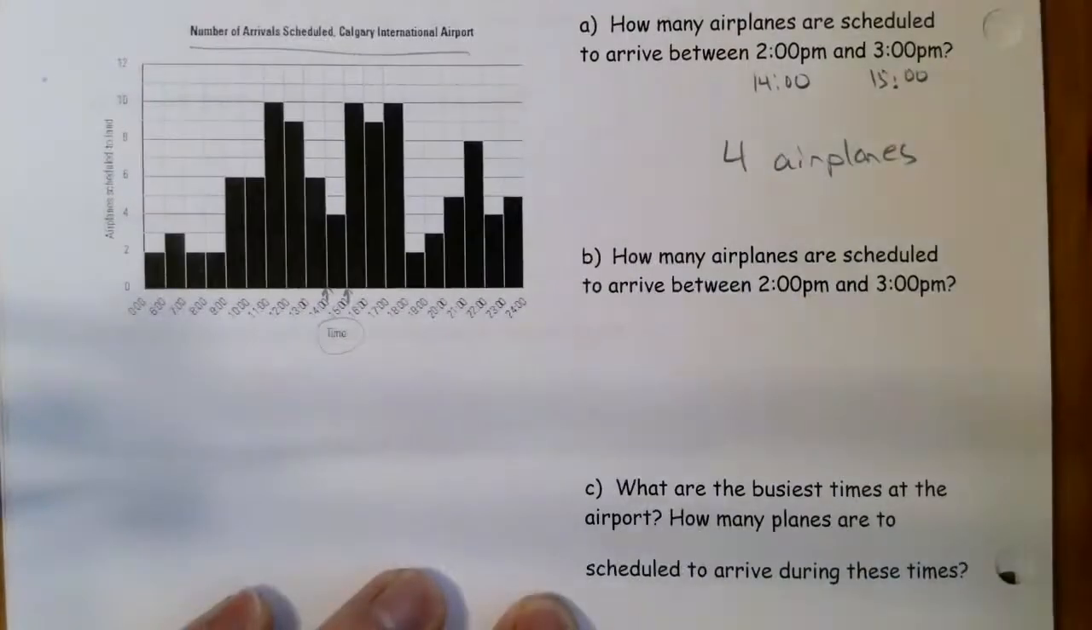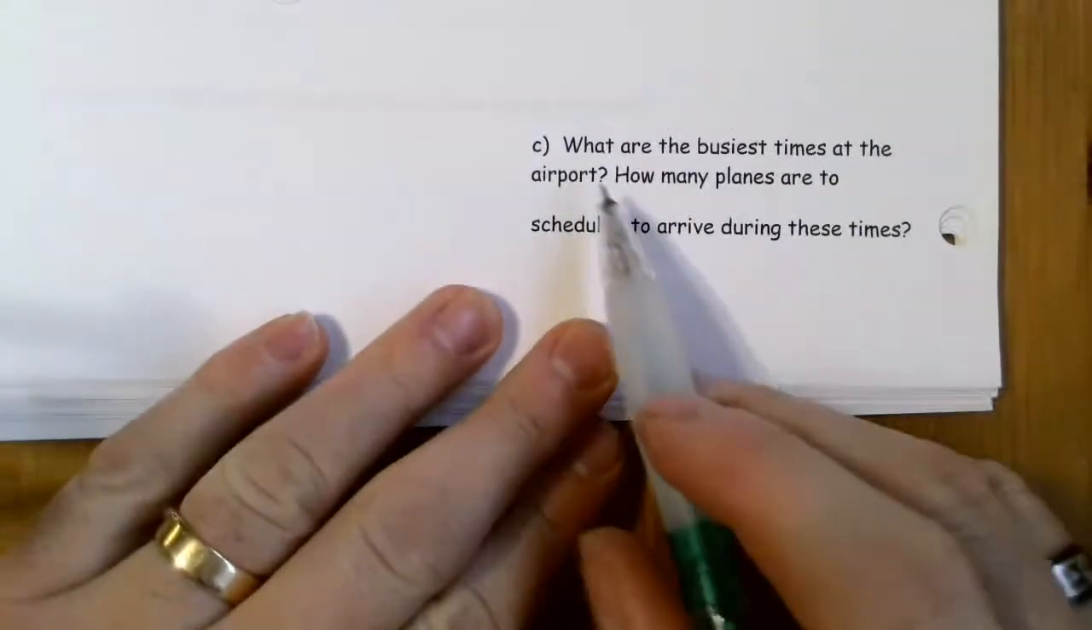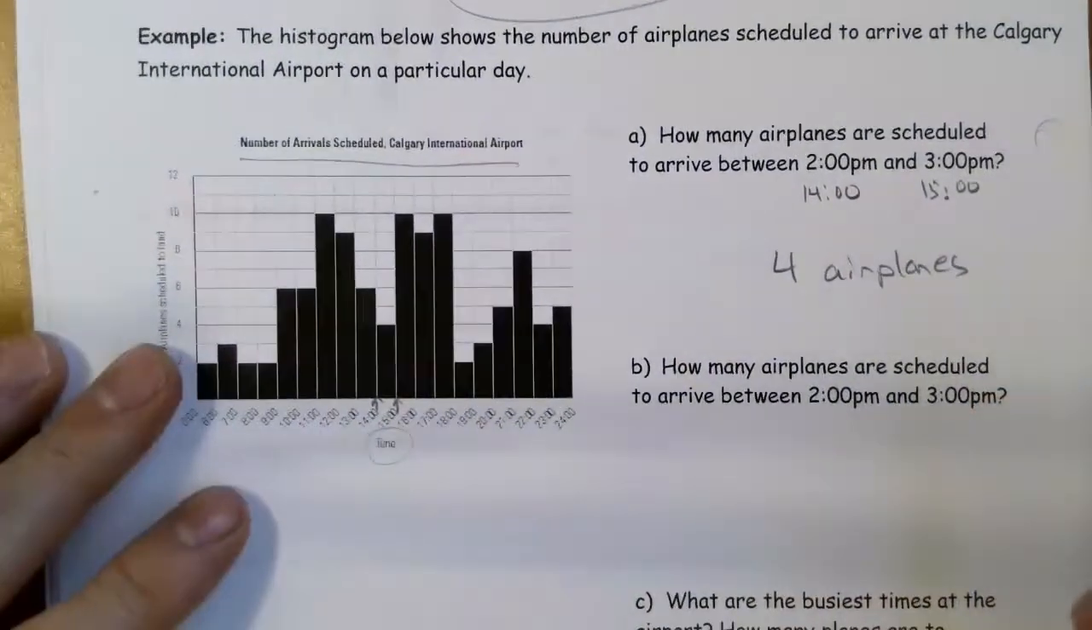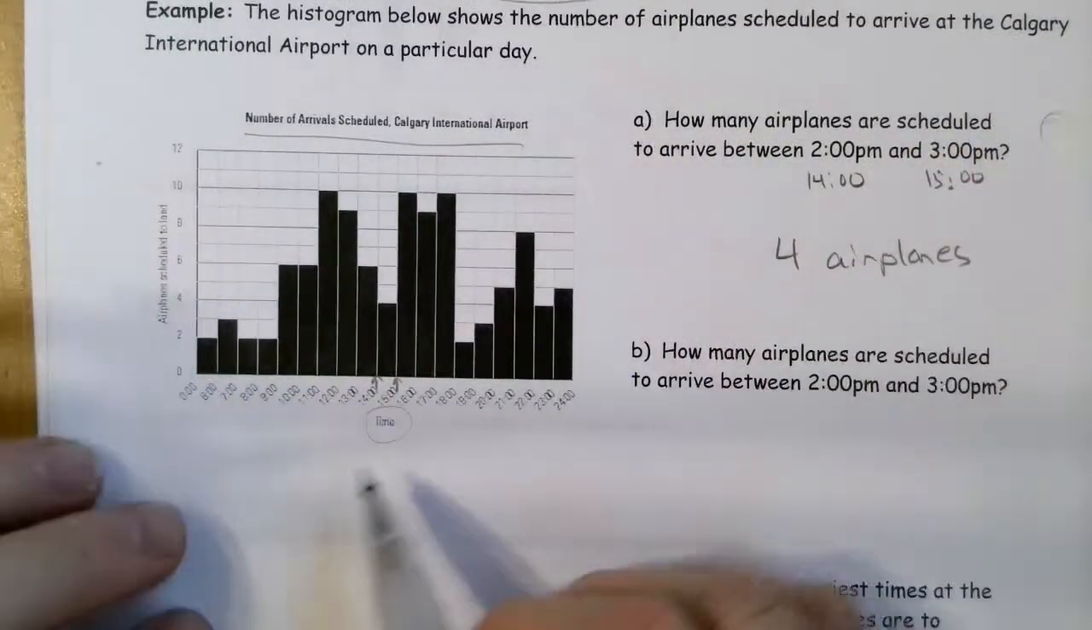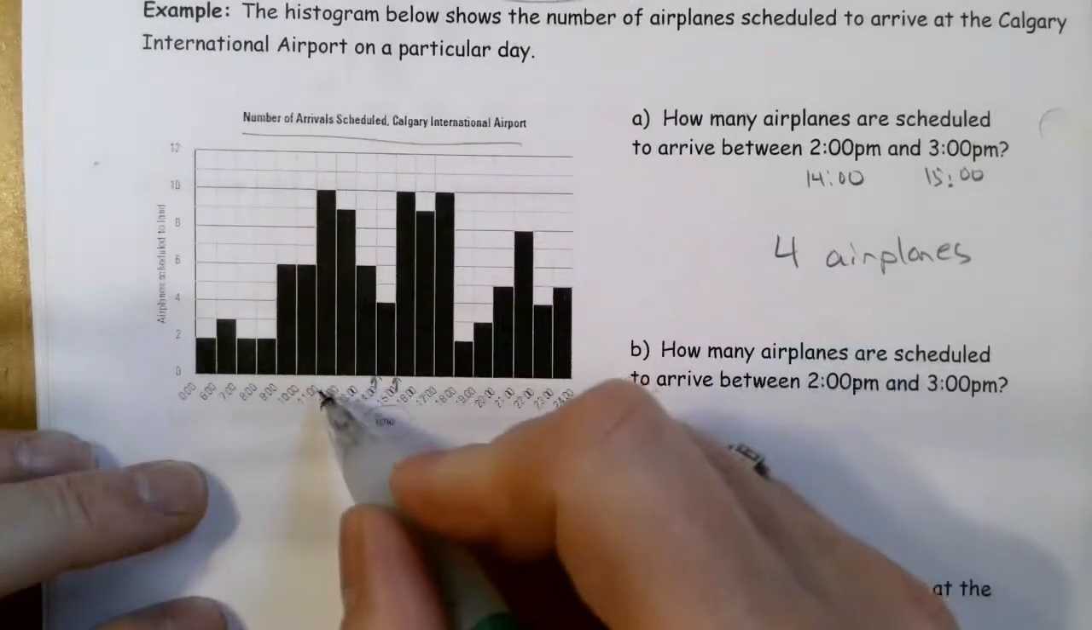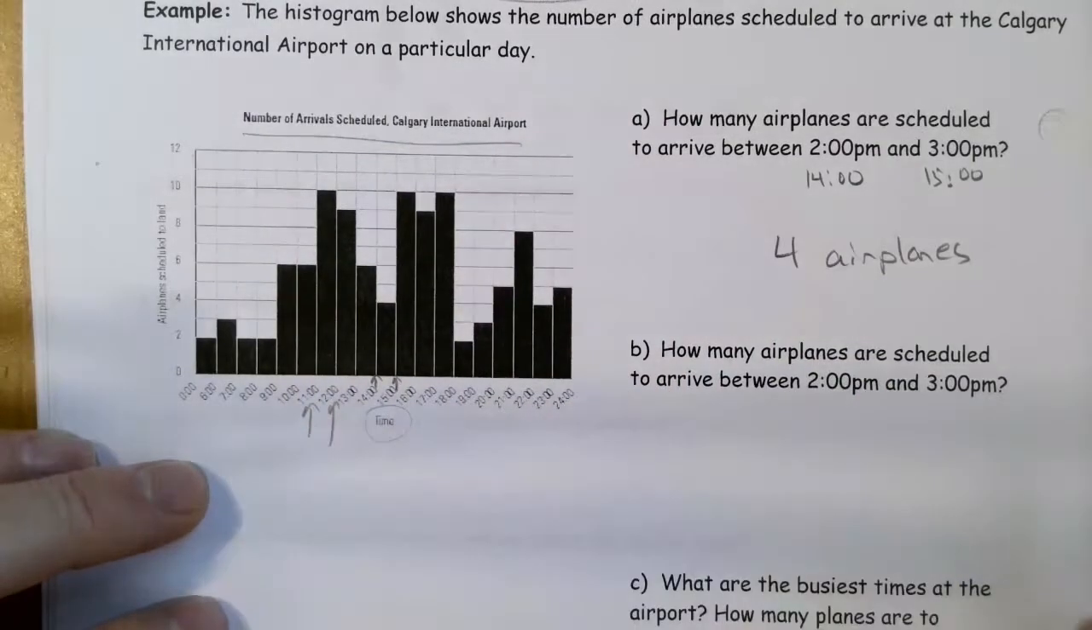Now, the second question here is a bit of a typo. This is a repeat of the question that we just did, so let's skip that and go to the next one. The question is, what are the busiest times at the airport? Well, that's going to be where the most airplanes are coming in. So we take a quick look up here, and that is going to be, if we look at this bar here, between 11 and 12.